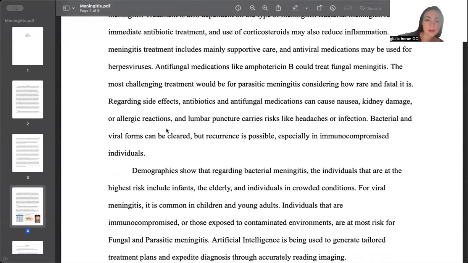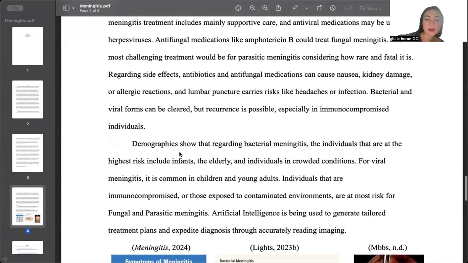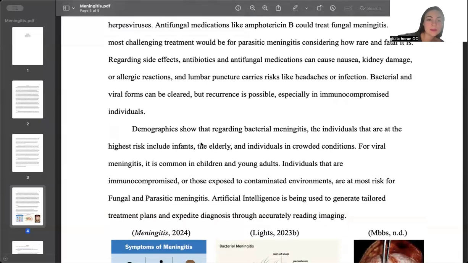Regarding side effects, antibiotics and antifungal medications can cause nausea, kidney damage, or allergic reactions, and lumbar puncture carries risk like headaches or infection. Bacterial and viral forms can be cleared, but recurrence is possible, especially in immunocompromised individuals.